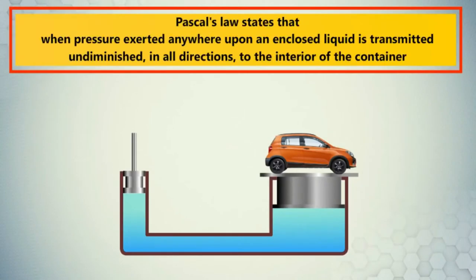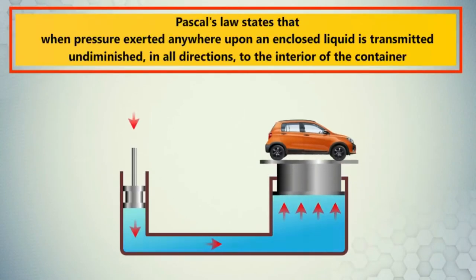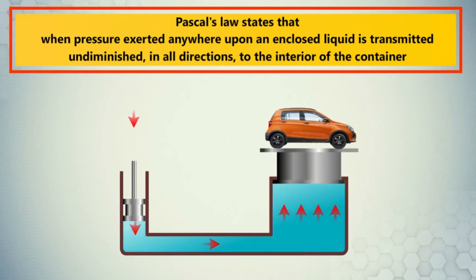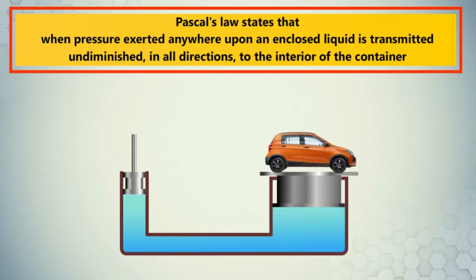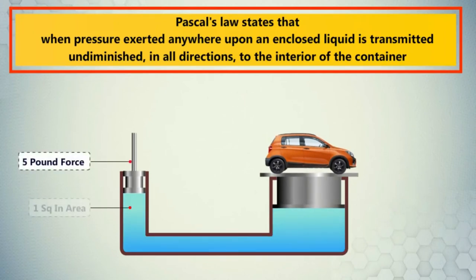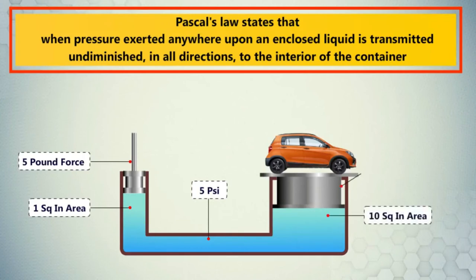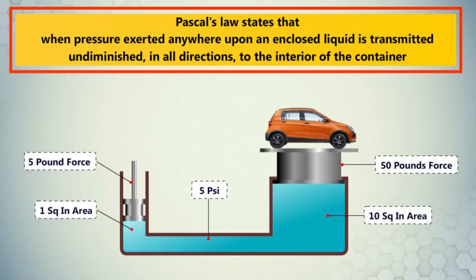Pascal's law states that when pressure is exerted anywhere upon an enclosed liquid, it is transmitted undiminished, in all directions, to the interior of the container. This principle allows large forces to be generated with relatively little effort. As illustrated, a 5-pound force exerted against a 1-inch square area creates an internal pressure of 5 pounds per square inch. This pressure, acting against the 10-square-inch area, develops 50 pounds of force.